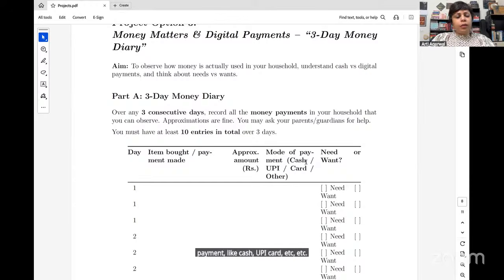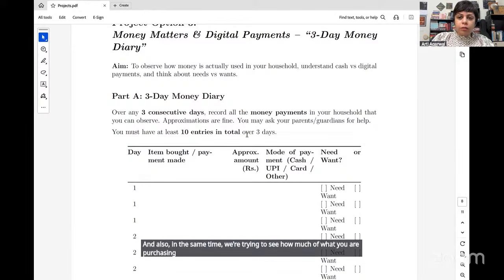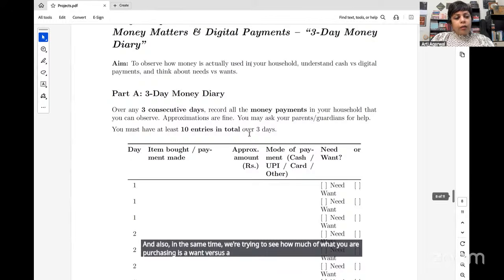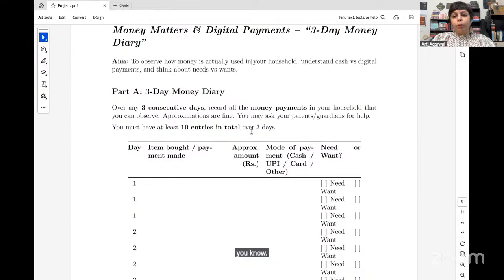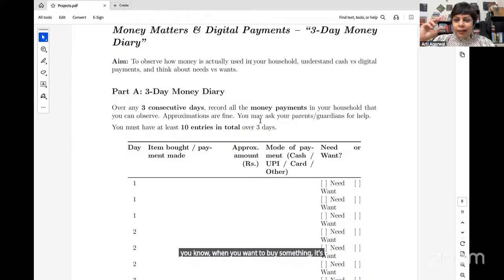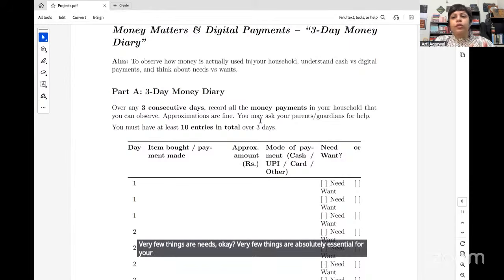And also, at the same time, we're trying to see how much of what you are purchasing is a want versus a need. And sometimes that is a very hard thing to classify because very few things are needs. Okay. Very few things are absolutely essential for your existence. Most of the things we buy are actually wants.